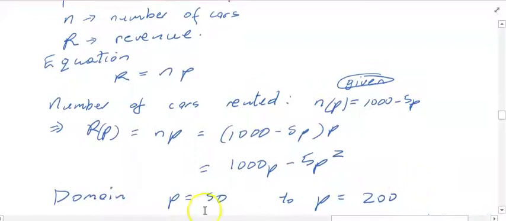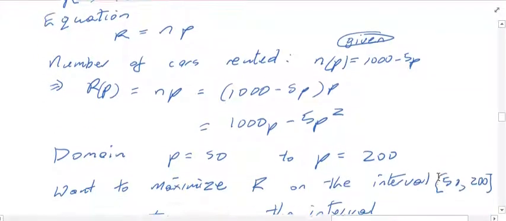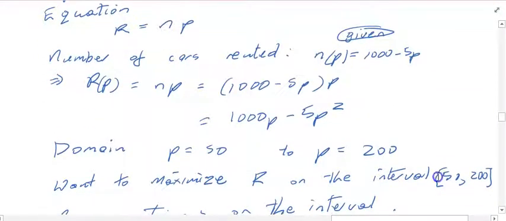The effective domain is P equals $50 to P equals $200. So we're given the effective domain. We want to maximize R in the interval of 50 to 200.